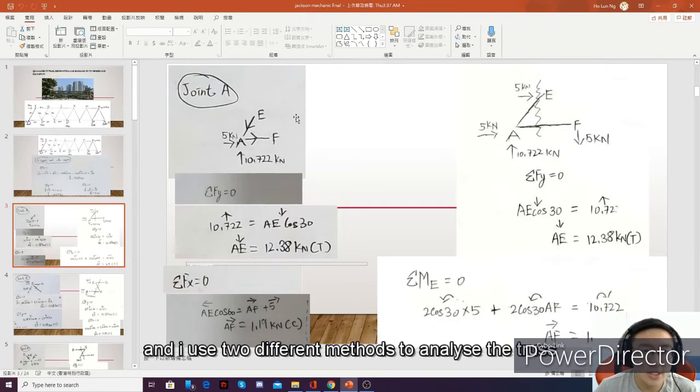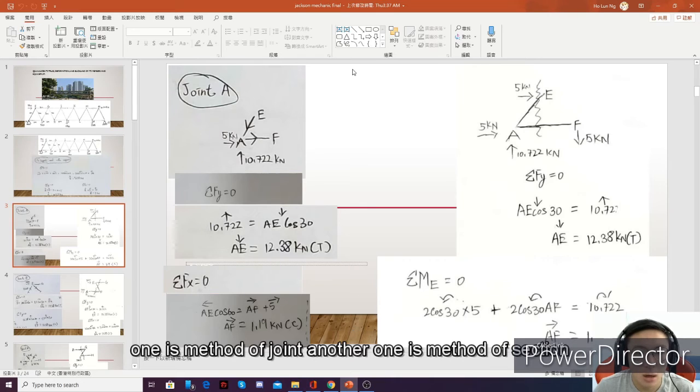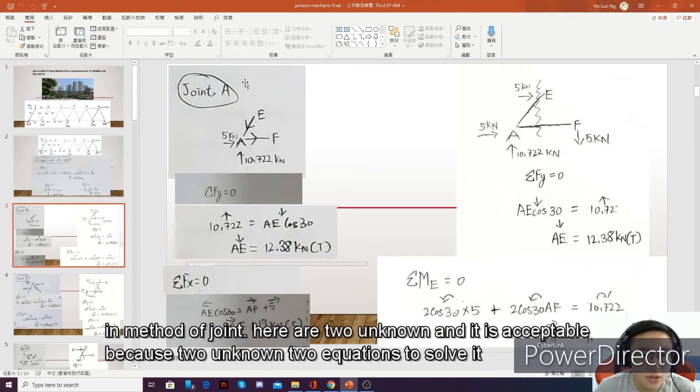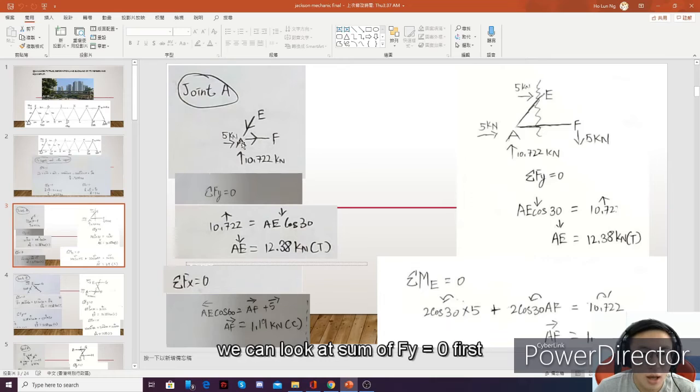And I use two different methods to analyze the truss. One is method of joints, and the other one is method of sections. We look at method of joints first. In method of joints, there are two unknowns, and it is acceptable because two unknowns, two equations. And we can look at sum of Fy equals 0 first.